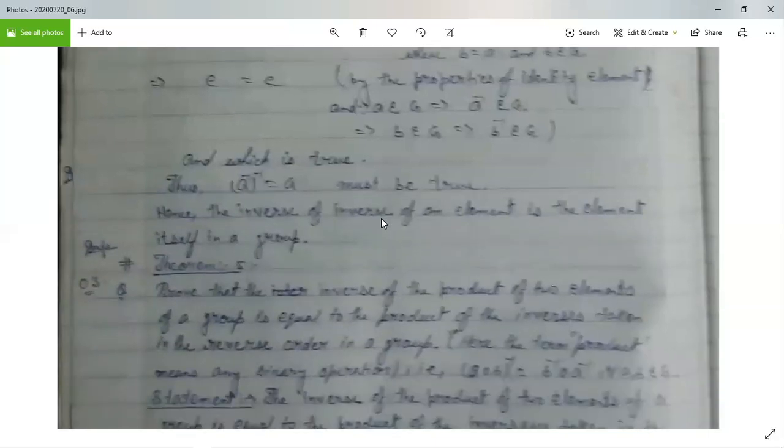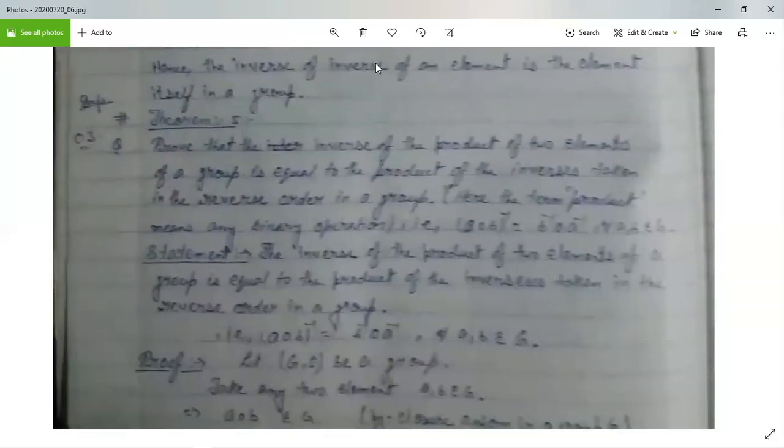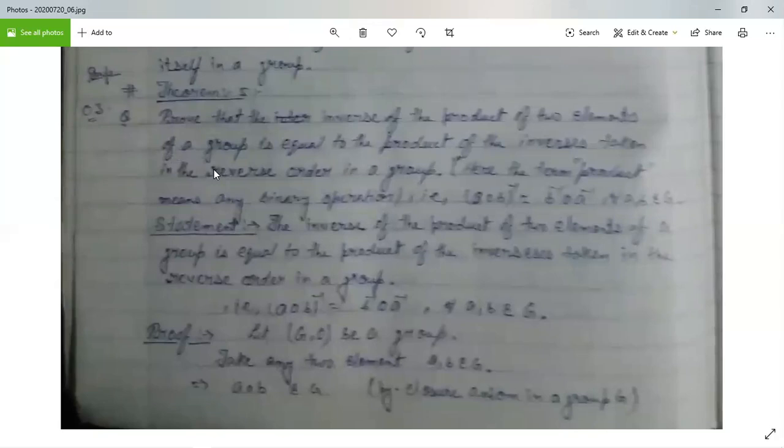The next theorem, theorem 5, states that the inverse of the product of two elements of a group is equal to the product of the inverses taken in the reverse order in a group G. This is a very important theorem, and this is used in many fields of sciences.